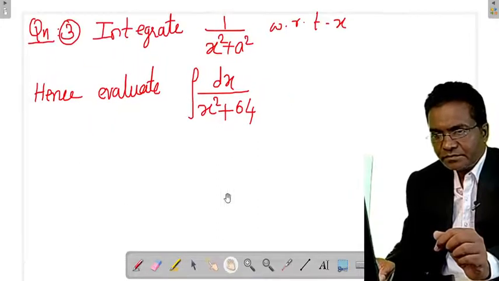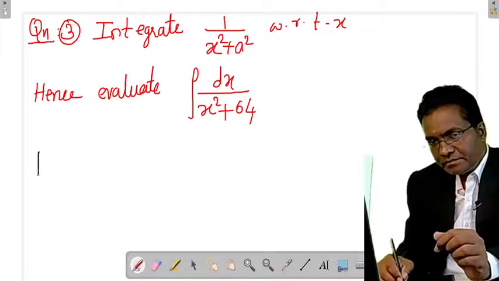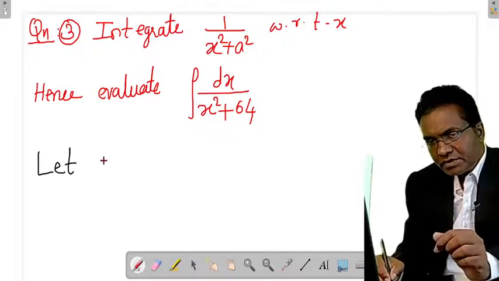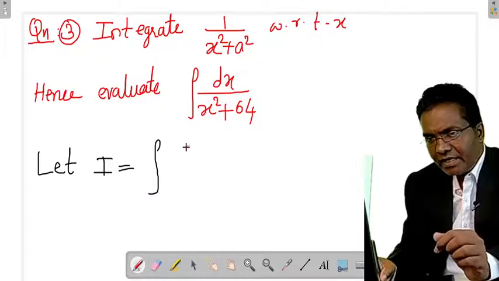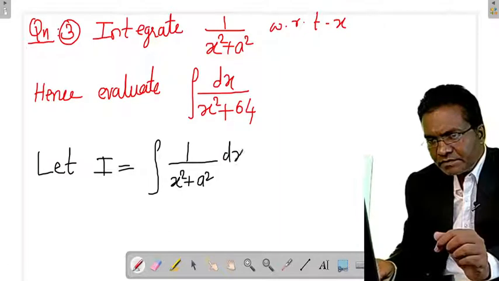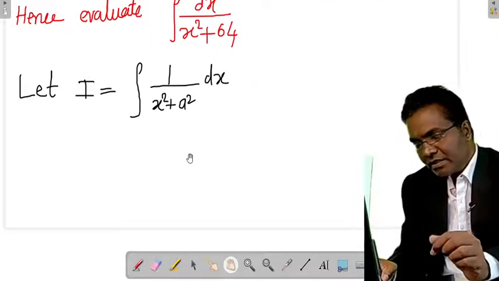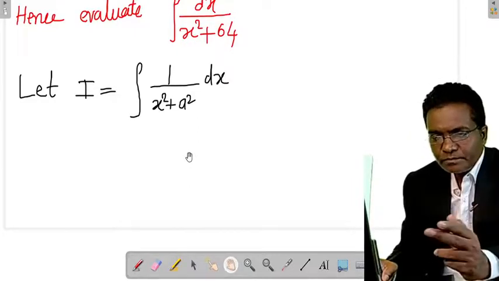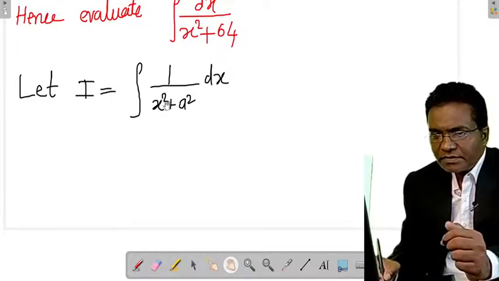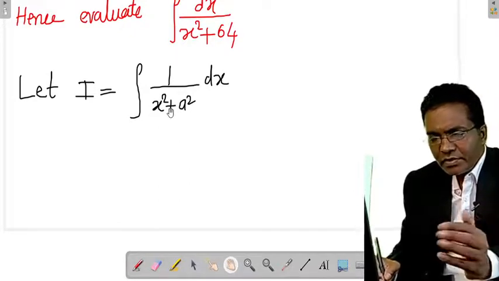Okay. Let us call I is equals to integration 1 divided by x square plus a square dx. Okay. In all the previous two problems, we had minus out here in the middle, so we were able to factorize that.